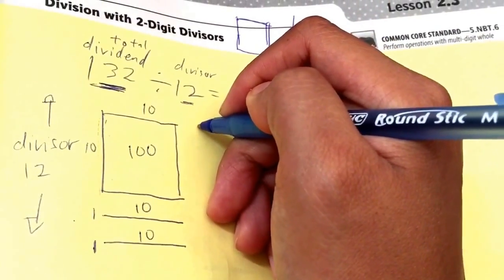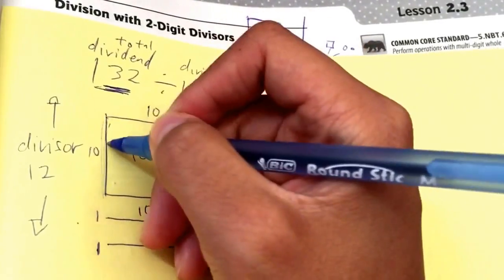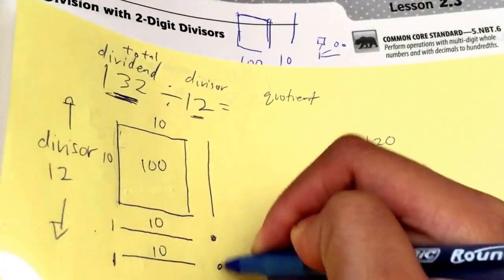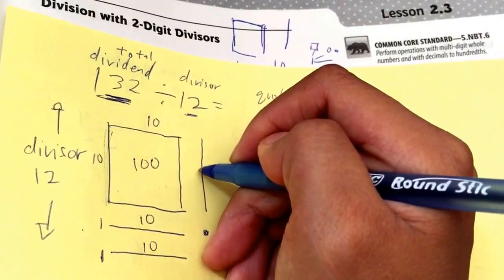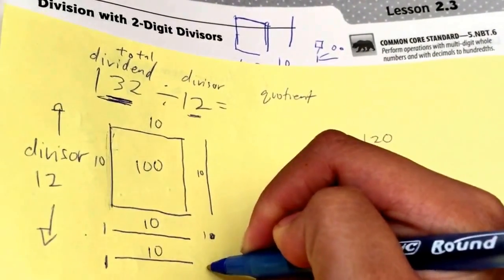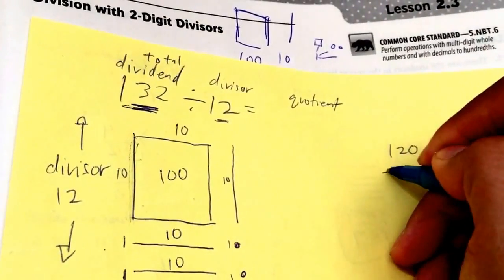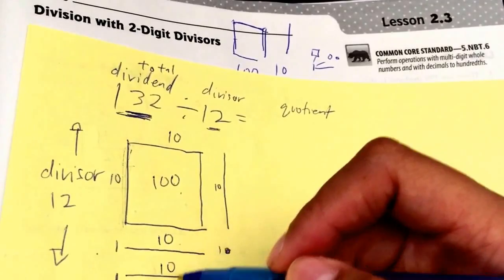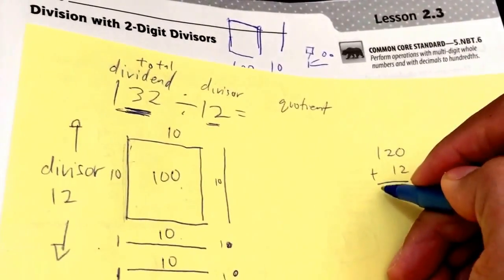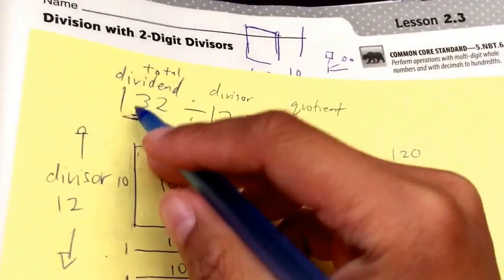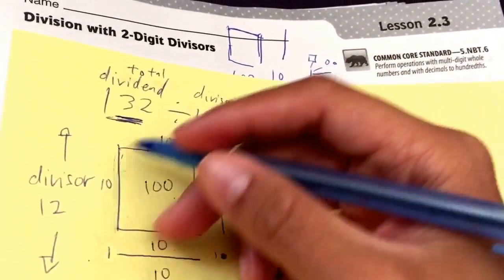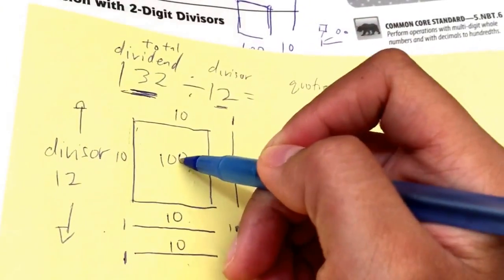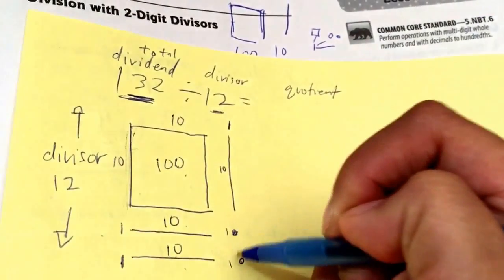This time we're going to go 10. See how there's 10 here? 10, 11, 12. And these are our ones. What we just did is we added 12. And when we add all of this together, 100, 10, 20, 30, 31, 32, you get 132. That's our dividend. This right here is our total. And you can see here that our dividend is 100, 10, 20, 30, 31, 32.